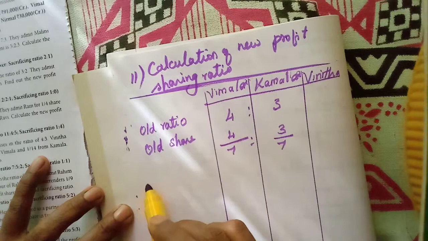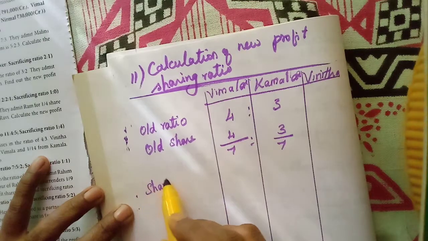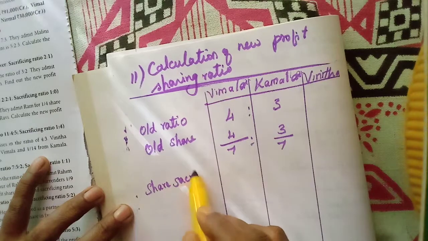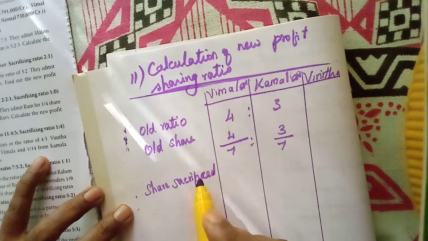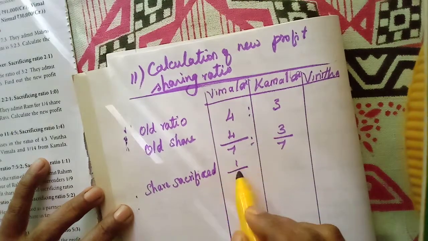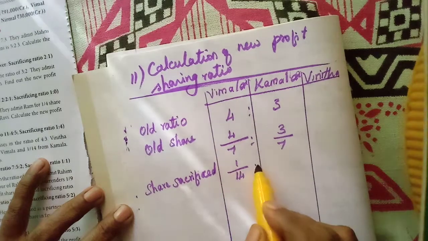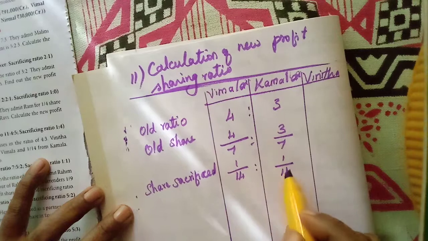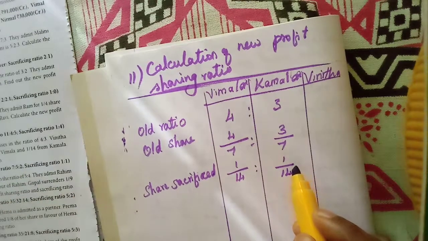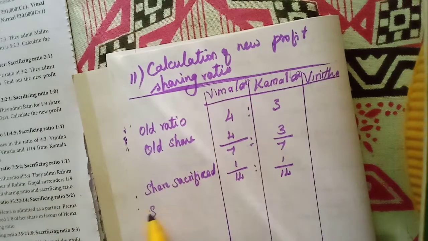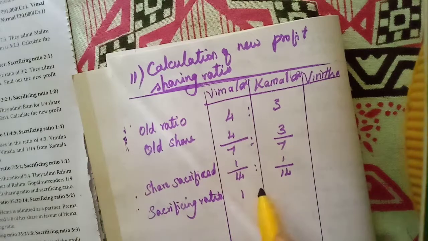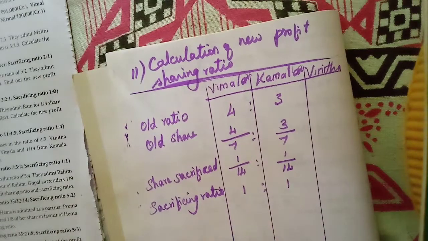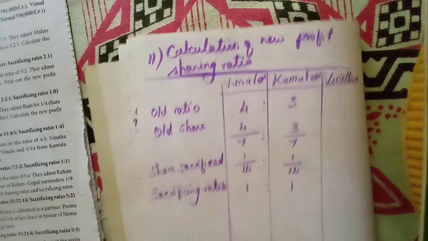Now share sacrificed. Share sacrificed 1/14 from Vimala and 1/14 from Kamala. Okay. So sacrificing ratio 1:1. Now we need to calculate the new share, isn't it?